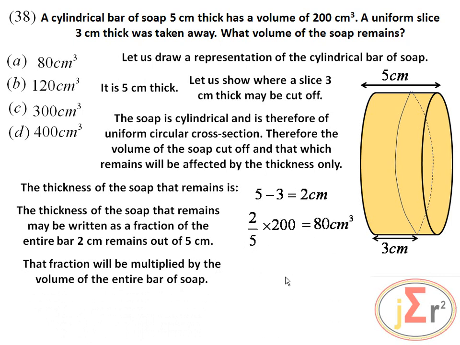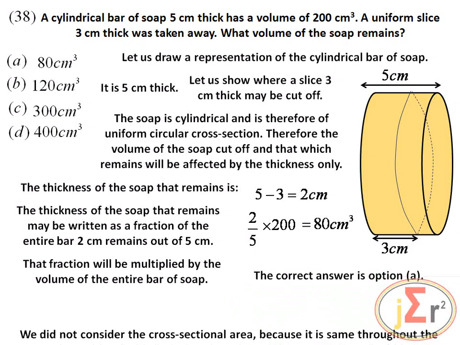Therefore, what do we know? The result is 80 centimeters cubed. So that is the volume of the bar of soap that remains. The correct answer is option A.